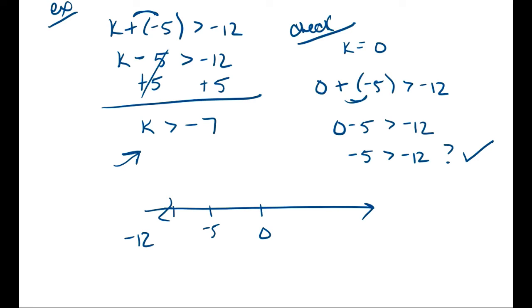Okay, so then to graph this guy, we're at negative 7. Notice there's no equal to sign. So I need an open circle, and I want all of the values bigger than negative 7, which means we're going to go to the right here. So open circle and everybody pointing to the right.